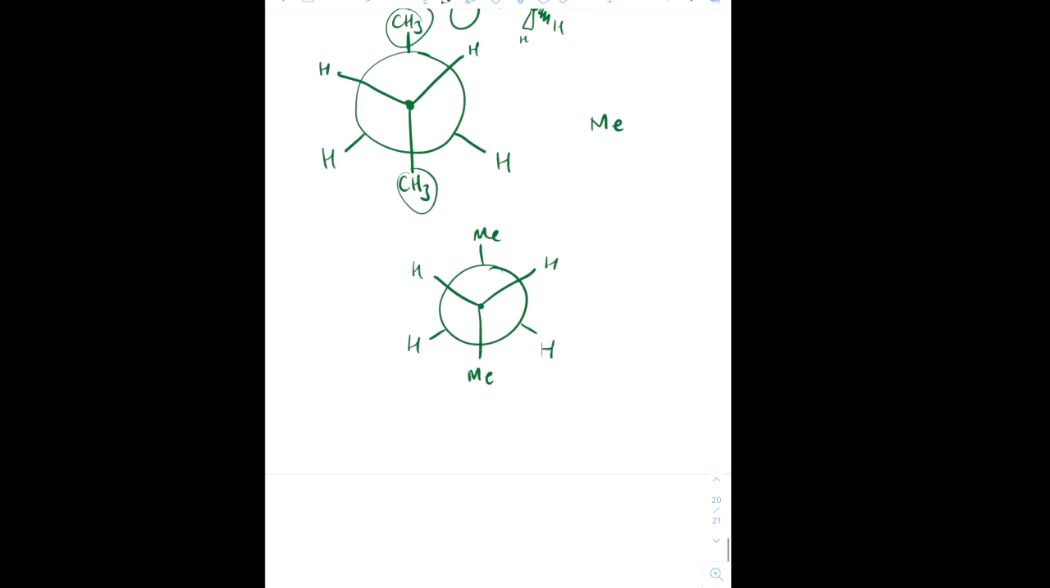Let's try another example because practice makes perfect. Basically, what we wanted you to do is draw the Newman projections for each of the following compounds that I'm about to draw. Draw the Newman projection. I'll indicate which chemical bond we're looking down, but let's try something similar and abbreviate these groups as Me.